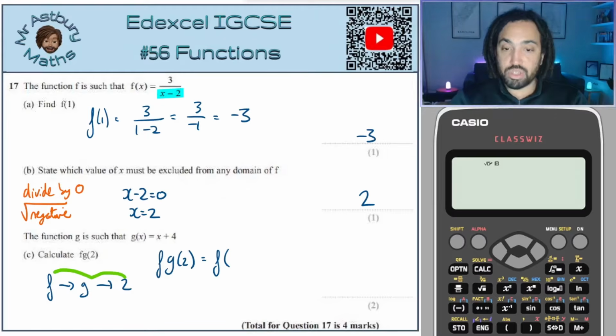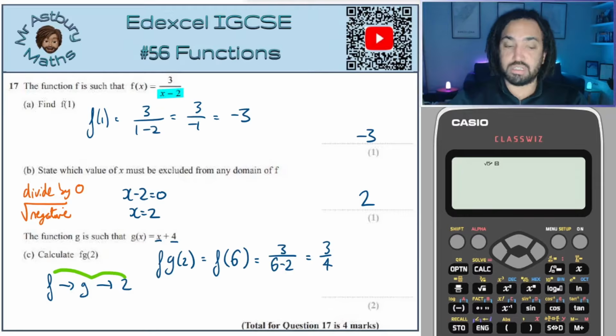So if I put 2 into g, I'm going to get 2 plus 4, which is 6. Then I need to put that into f, and if I put that into f, I get 3 over 6 minus 2. Which is equal to 3 over 4. Perfect.